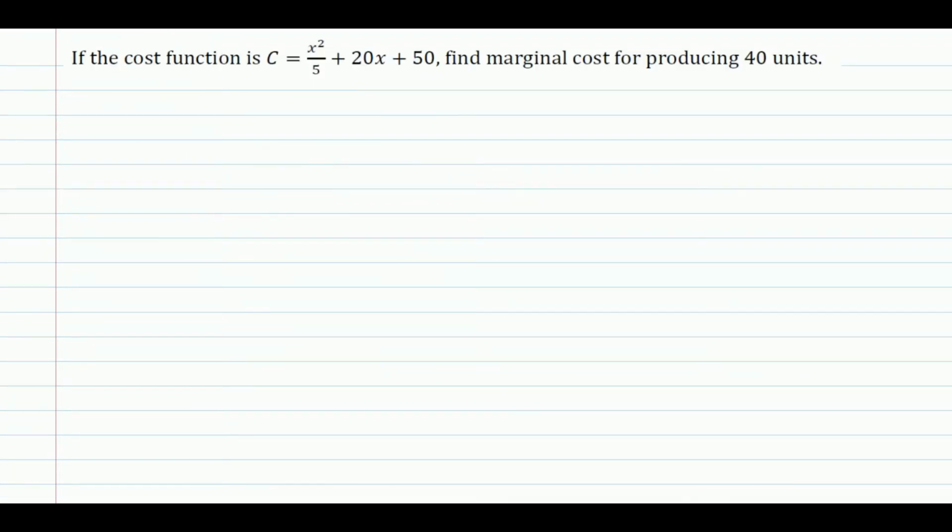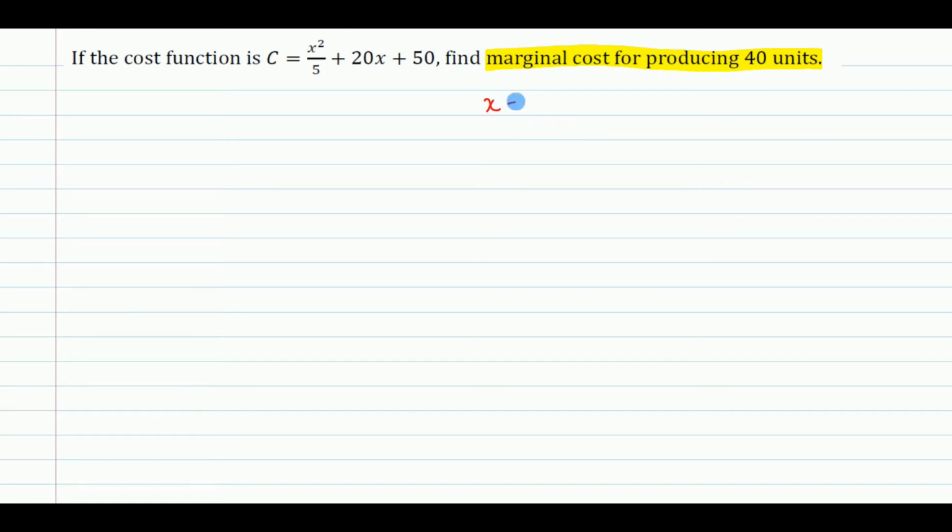Our next question: the cost function is C equal to x square by 5 plus 20x plus 50. Find marginal cost for producing 40 units. Listen, what is production?